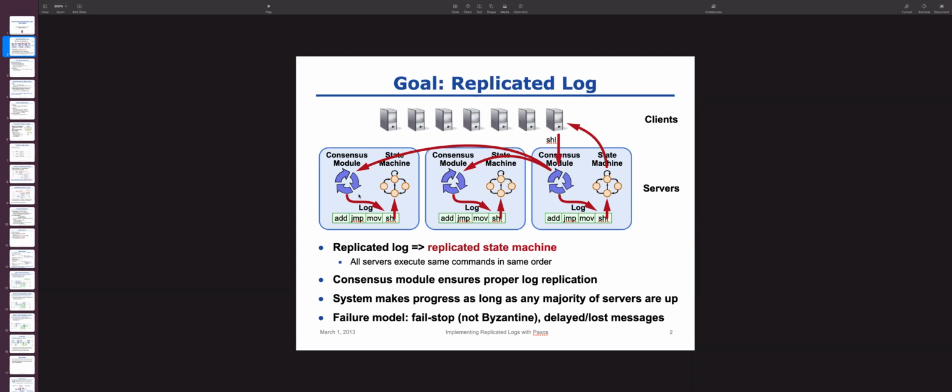Say server 1 is trying to propose add to index number 0, but server 2 is trying to add jump to index number 0, and server 3 is trying to add move to index number 0. So among all, add succeeded. It's stored at the 0th index. Now server 2 tries to propose jump, and that will be stored in the next index, right?